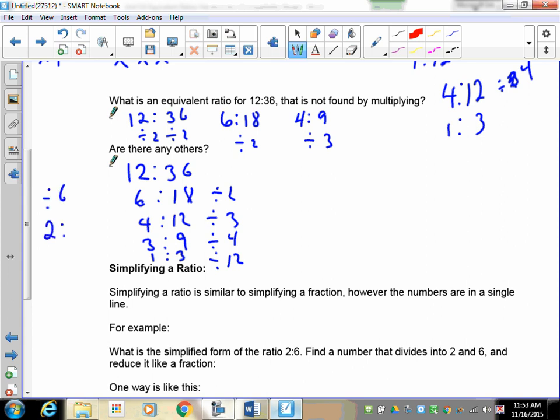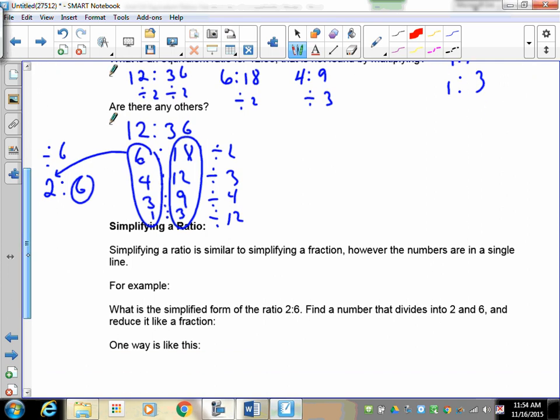That is 2 to 6. Now, you probably noticed something here. These numbers here are the factors, and these ones here are the factors. So they're very similar, aren't they? Let's take a look.